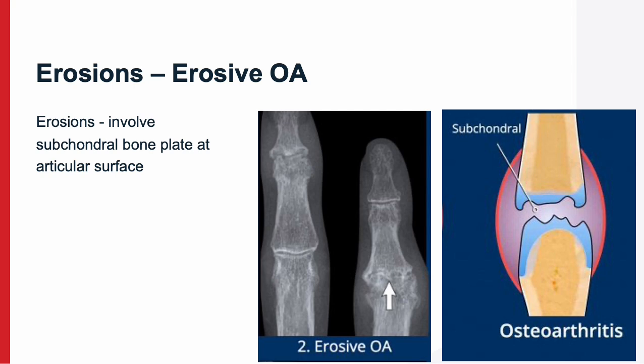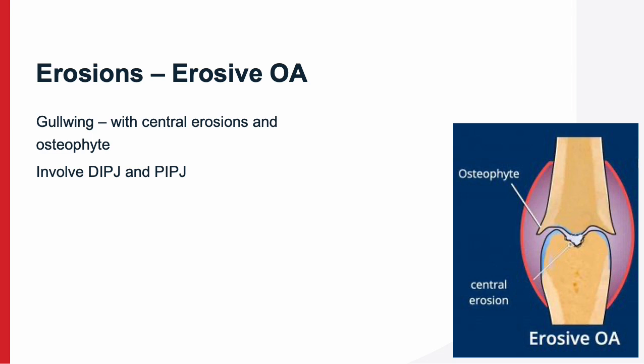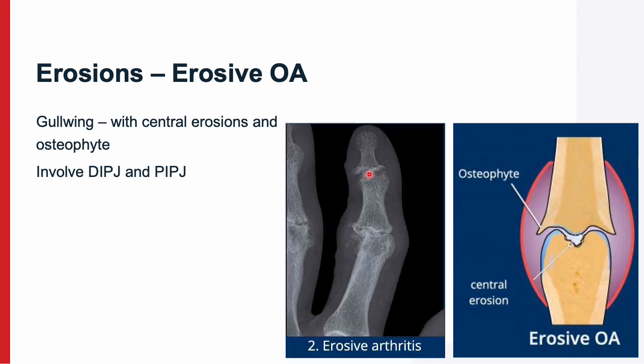Here is an X-ray where you can see these erosions centrally involving the subchondral bone. And again, you can see here these central erosions occurring. Also with erosive OA, we get a gull wing appearance where you can see like a kid's drawing of a gull. And this is proliferative changes at the margins, central erosions, and you get this classic appearance. And again here, this gull wing type pattern, central erosions involving the subchondral bone plate.